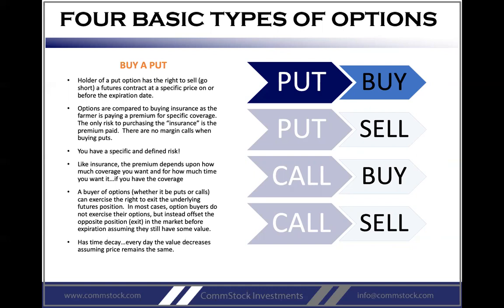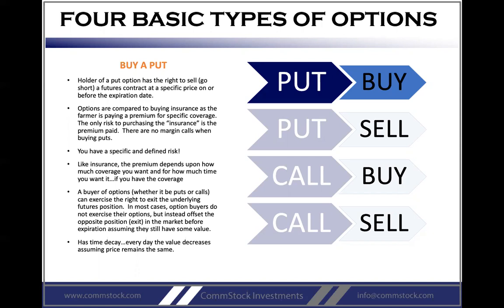And so starting here with the first one, you're buying a put. Again, the holder of that put option has the right to sell or go short a futures contract at a specific price, which when you're buying that put, you're choosing what that price is, and you're choosing when it's going to expire. You choose that. We've talked about how it's compared to insurance, because you're deciding what amount of coverage or premium you're willing to pay, and so you have a very specific and defined risk of what you're willing to live with.